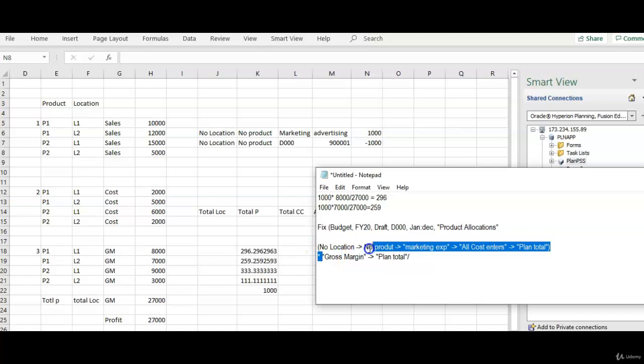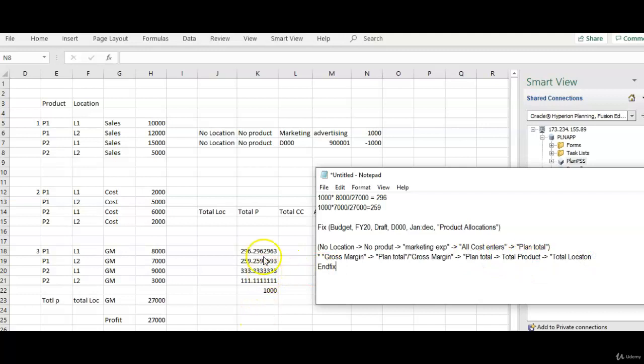So I need to divide it with the total products, total location gross margin. So that means I need to take the same thing but for total products so that I can get a total value, which is nothing but 27,000 in this case. Total products and total location. We are taking a common expense and distributing across product and location. That's why I have to take total product, total location.